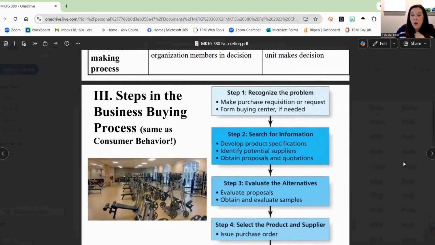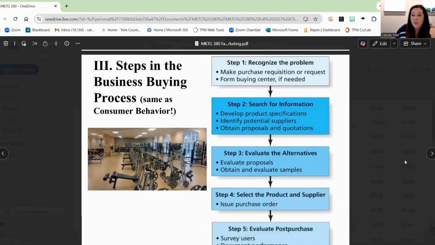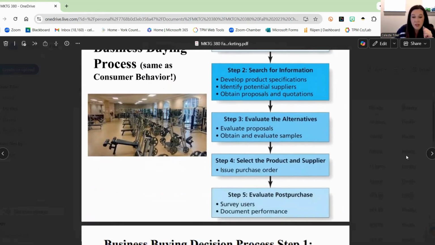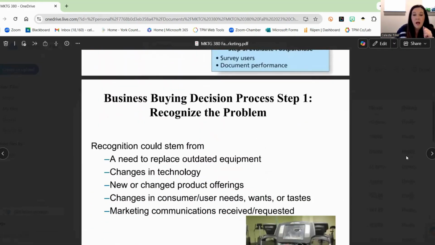So very similarly to us in our buying and decision, like for the consumer behavior, we've got to recognize there's a problem. We have to search for information. We have to evaluate those alternatives, select the best product and supplier, and evaluate the post-purchase. Same as for us. All right.